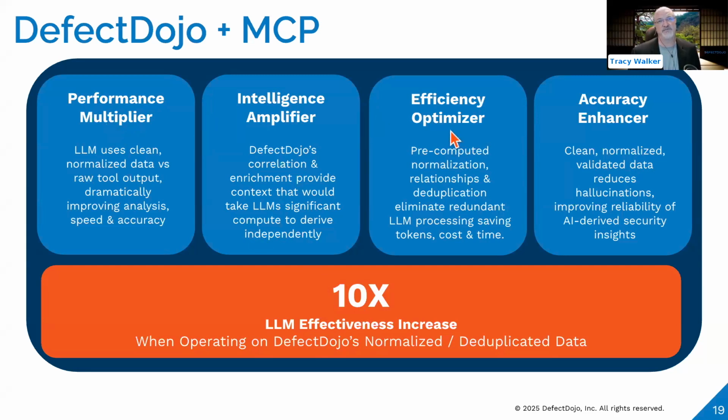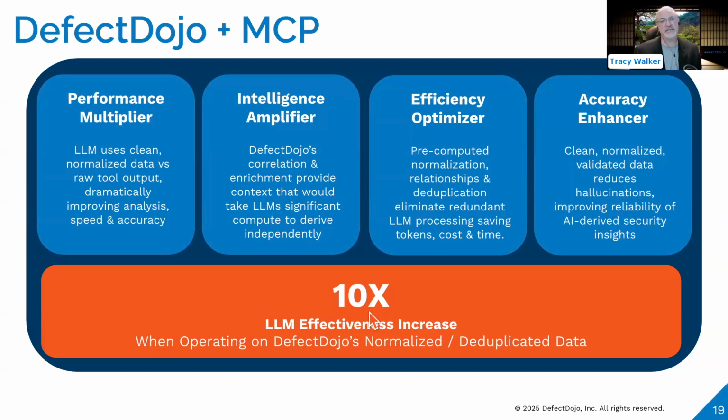So performance versus efficiency, right? These are different words. Performance means how fast you're going. Efficiency is how much gas you use to go that fast, right? Intelligence amplifier means thinking of things that maybe you haven't thought of or doing analysis that you don't have time for, that kind of thing. So intelligence amplifier, that's a really good thing. And an accuracy enhancer, because again, better data, clean data, better results.